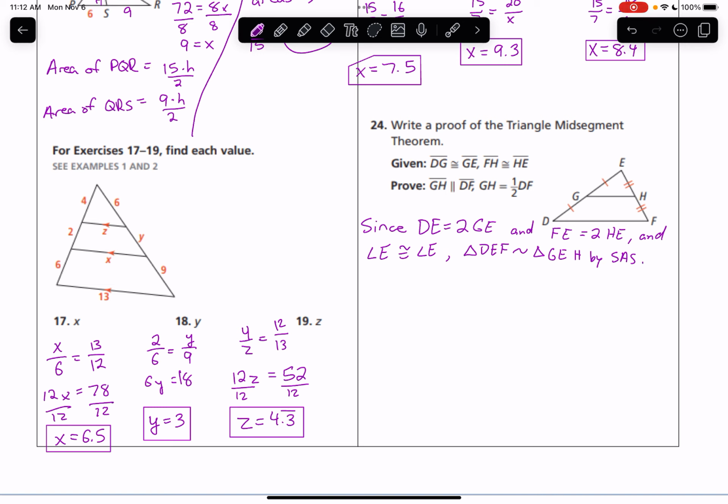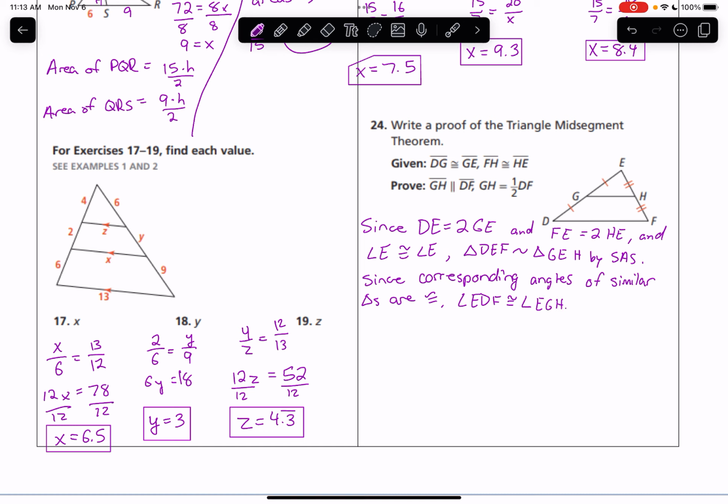Since these triangles are similar, and we know that the corresponding angles of similar triangles are congruent, we know that the other two angles of the triangles are congruent as well. So we can say since corresponding angles of similar triangles are congruent, then we can say angle EDF is congruent to angle EGH.